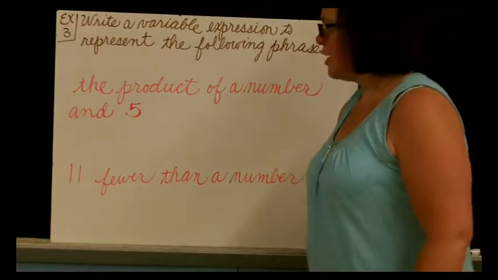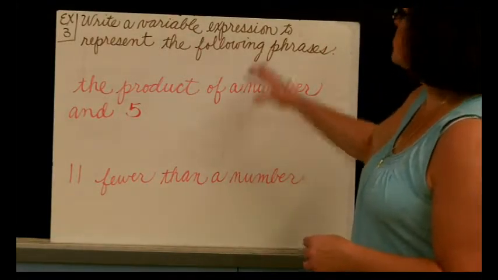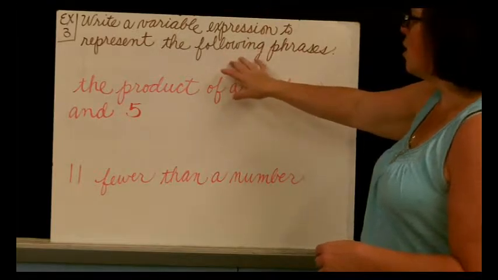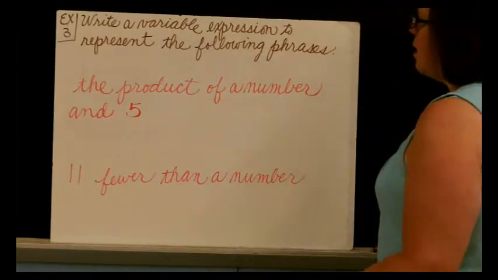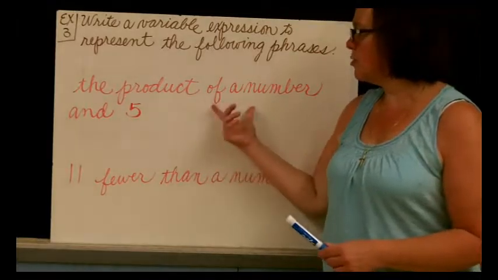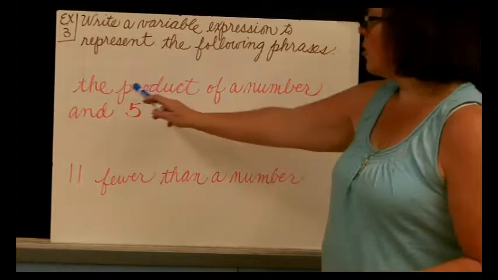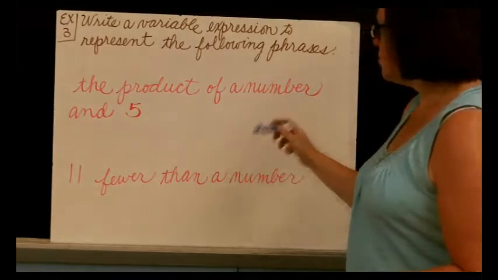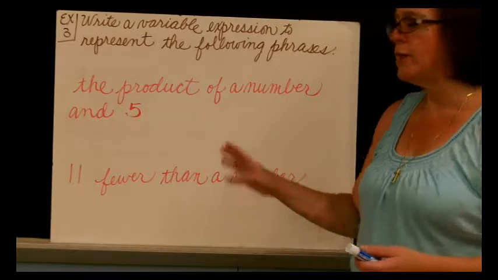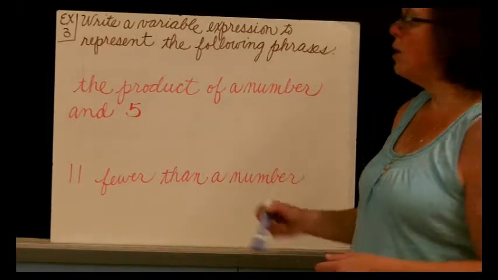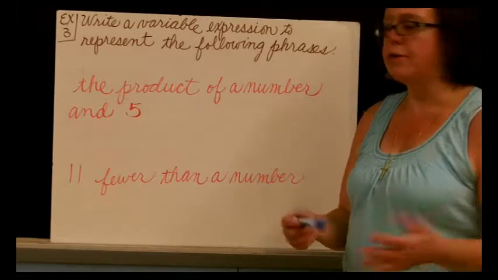Now sometimes in pre-algebra and even later in algebra, we'll have to do some translating. And that's what example 3 asks us to do. Write a variable expression to represent the following phrases. When I say translate, I mean we're going to move from English and translate it into algebra. Here we have the product of a number and 5. There are a couple of clue words that you need to look for because I think that this skill is new for you. First we have product, which means that we are going to multiply.